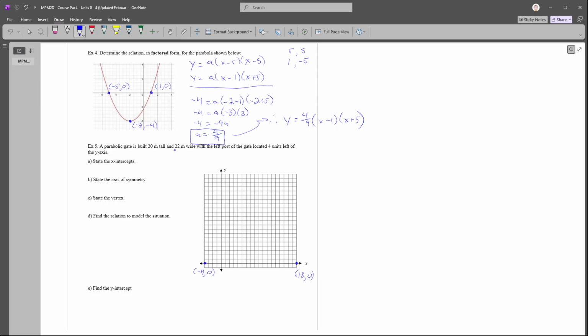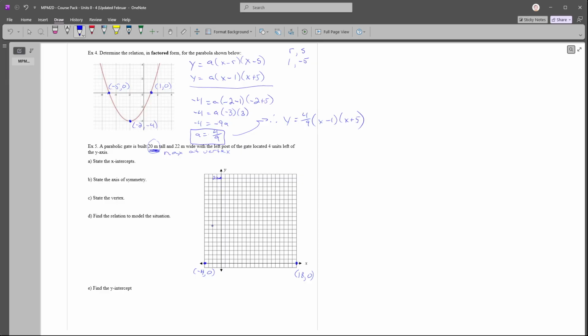Great. We know that the whole thing is 20 meters tall. That tells us a maximum. Well, where does our maximum exist? Our maximum exists at our vertex. So that means the y component of our vertex is 20. So 1, 2, 3, 4, 5, 6, 7, 8, 9, 10, 11, 12, 13, 14, 15, 16, 17, 18, 19, 20. So 20 is going to be right there.